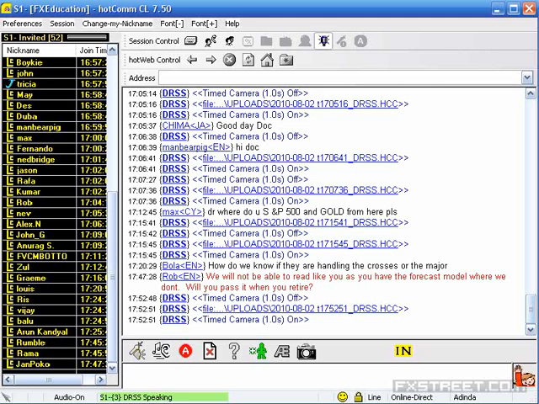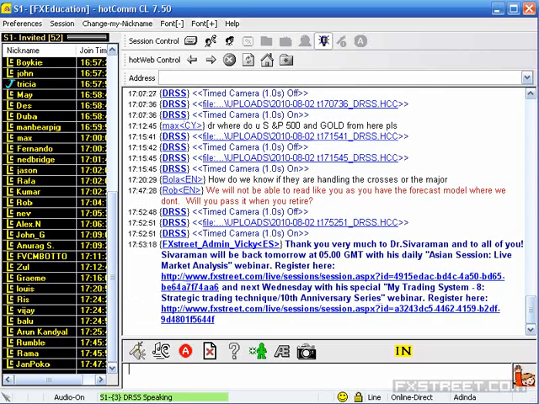We will not be able to read like you, as we have the forecast model. There is nothing of that kind, please. For market reading, we don't require the forecast model really, and you are trying to do the intraday trade, and for that this sort of market reading is enough. If you have the mindset to do it, definitely you will be able to achieve it. Okay. Then no more questions.